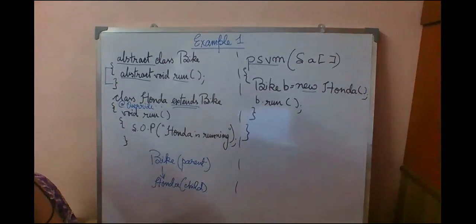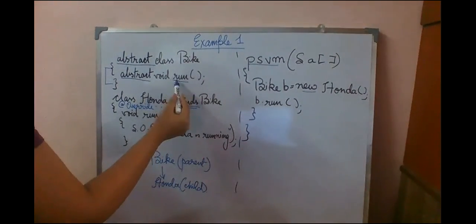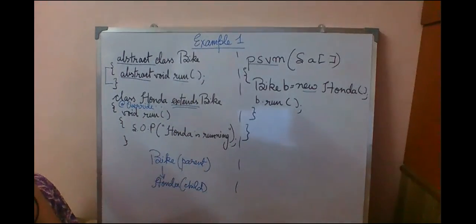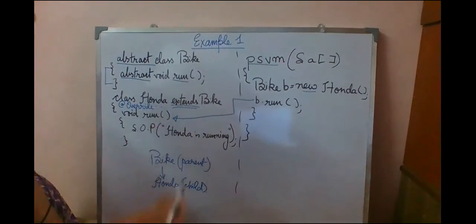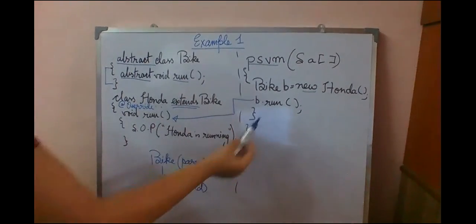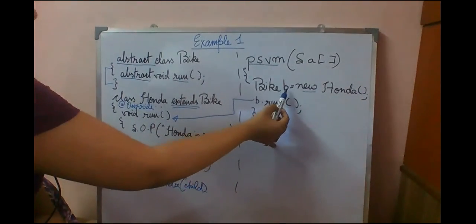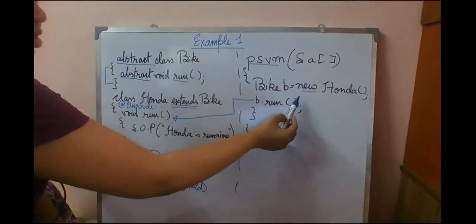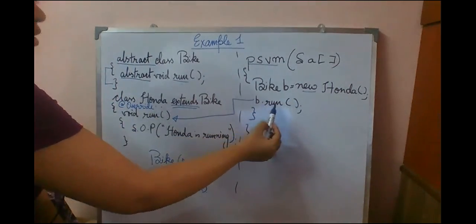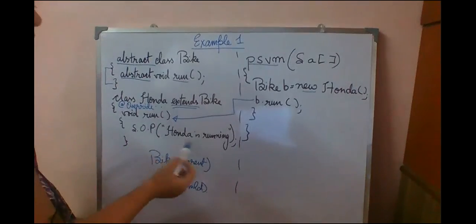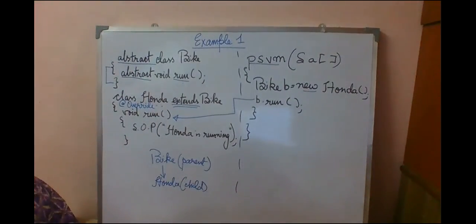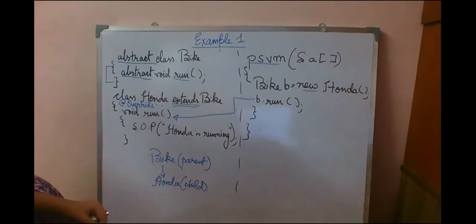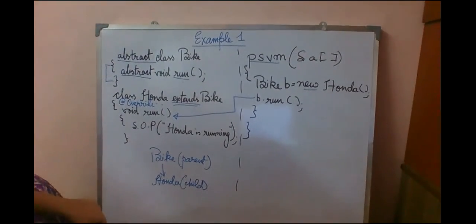Well, now, do you have any idea where this b.run will point to? Will it be this run method or this run method? Obviously, it will be this run method. Wherever the method definition is available, it will point there. So b.run, we have created an object b using the default constructor of Honda class, so that b.run is pointing to this run method, and the output should be Honda is running, but we will be seeing it in Netbeans what the output in practicality turns out to be.